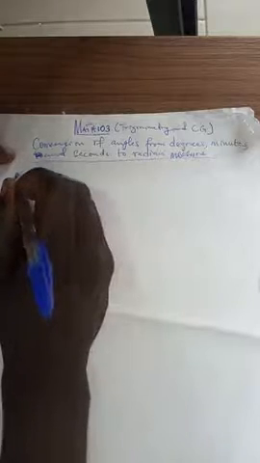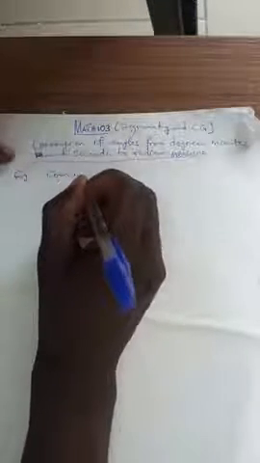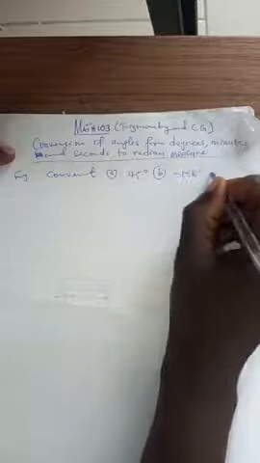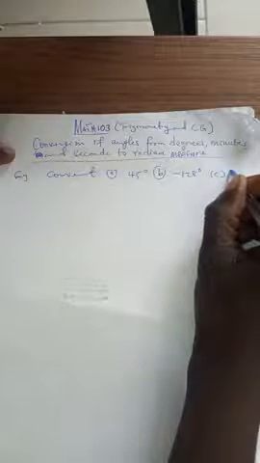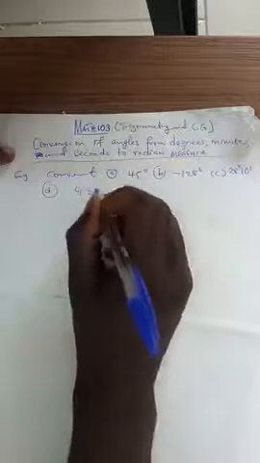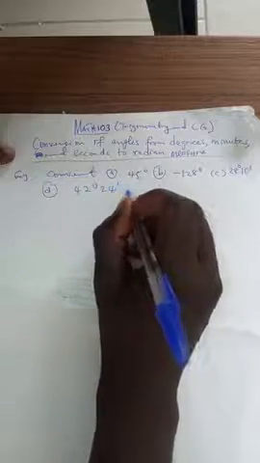The example is saying, convert A, 45 degrees; B, minus 128 degrees; C, 28 degrees, 10 minutes; and then D, 42 degrees, 24 minutes, 35 seconds, to angles in radian measure.